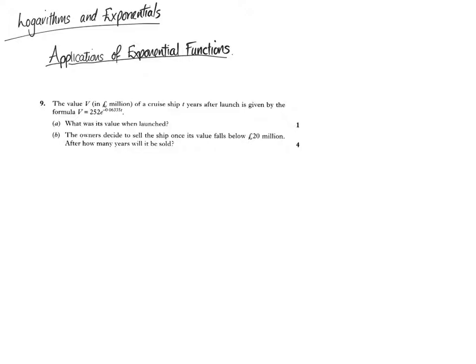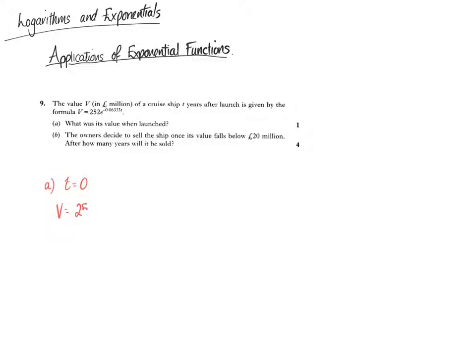The value V in pounds, like in million pounds, of a cruise ship t years after launch is given by the formula V equals 252 e to the power of negative 0.06335 t. Okay, so for part A, we've been asked to find its value when it launched. So at launch, t would be 0 because in the question it says years after launch, so at launch the t is 0. So for part A, we can just substitute that in.